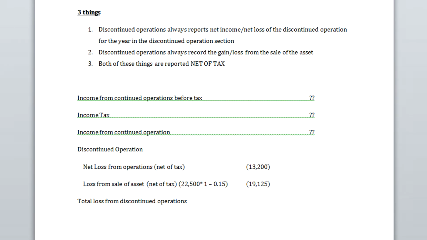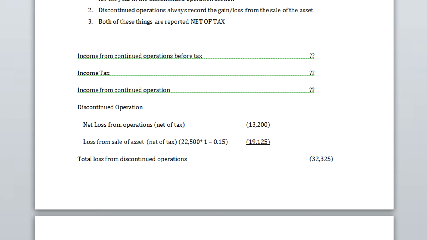Total loss from discontinued operations is going to be $13,200 plus $19,125. So we add these up. Let's just see what it is. It's going to be $32,325. Okay? So this is our total loss. Just put it in our little brackets there. It doesn't matter if you put them in or not.